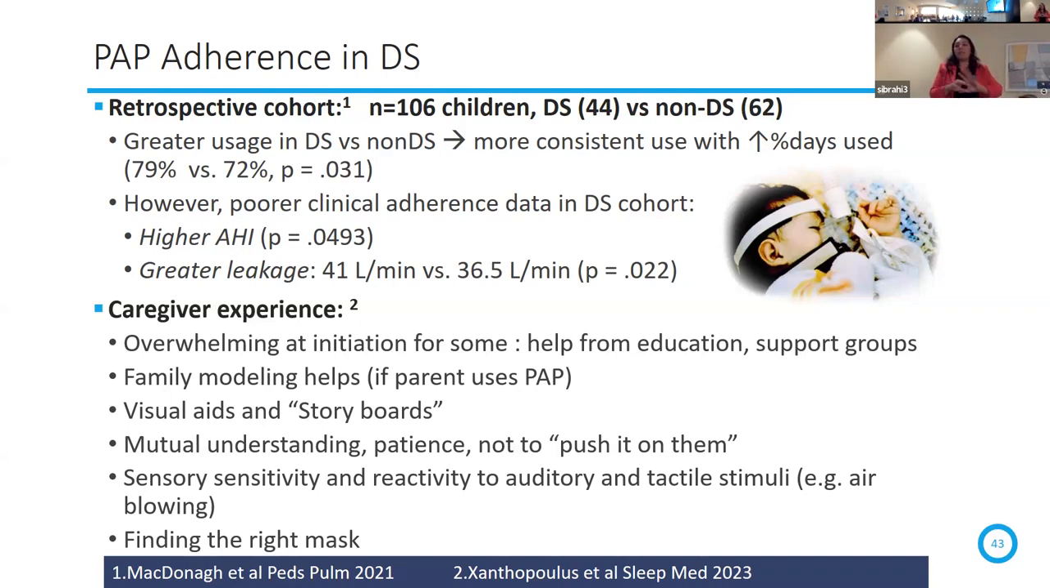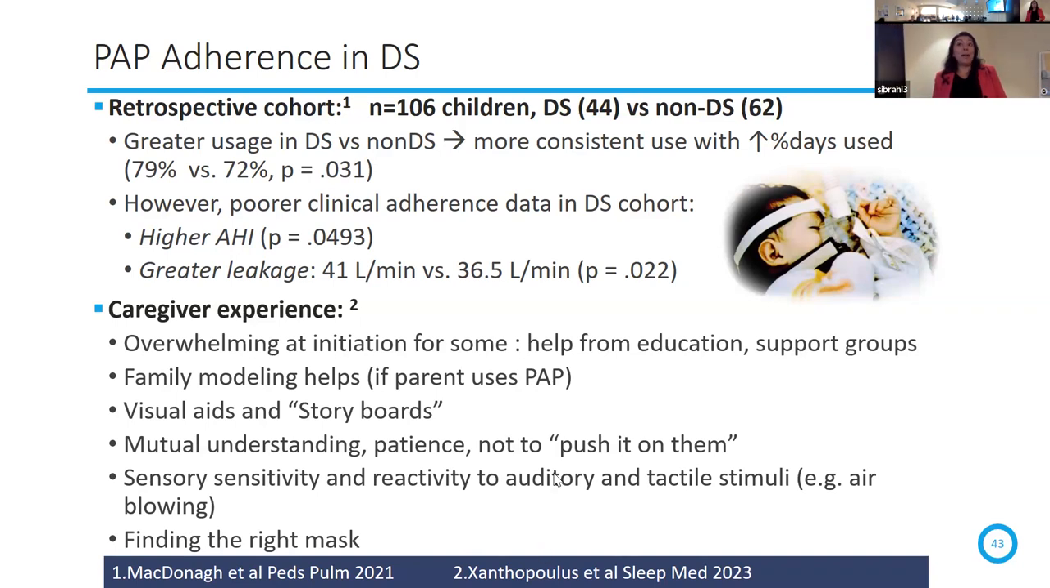So just push it off, right? And especially if you start to blow that air in. So there's really nice strategies like desensitization strategies to help build it in to desensitize to CPAP and then blowing that air in. And then of course, finding the right mask.